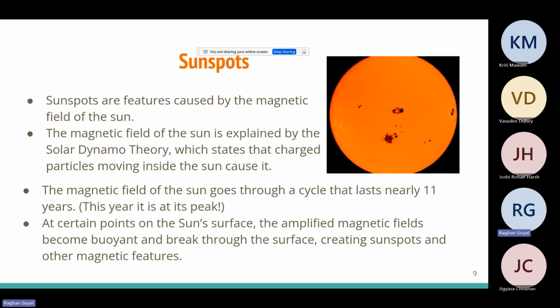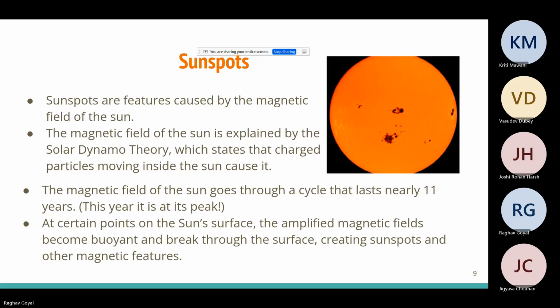So we know that revolving charged particles do cause a magnetic field, and there are effects which take place in the sun, partly attributed to the differential rotation of the sun, which cause the charged particles to go around in circles, and which you can read more about in the module, which causes the magnetic field.